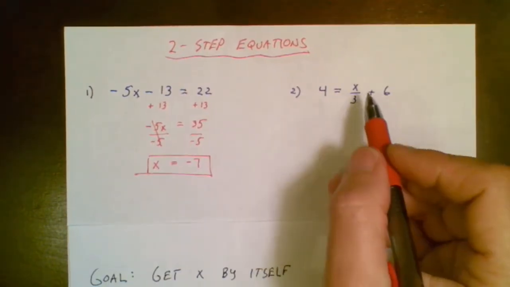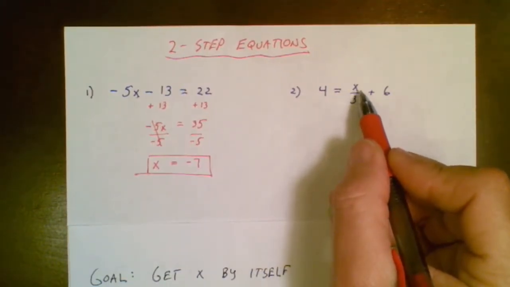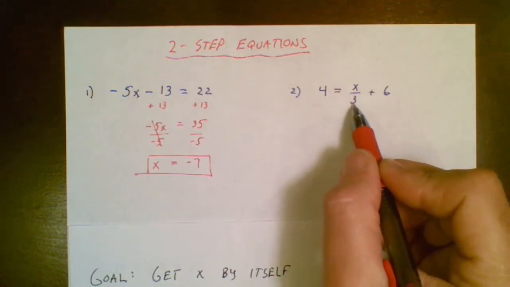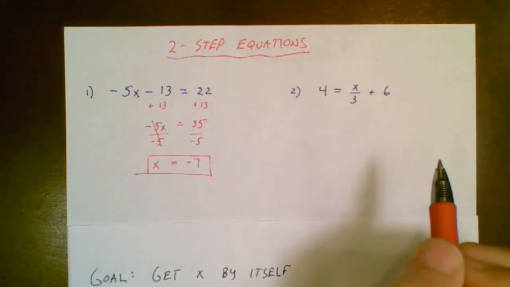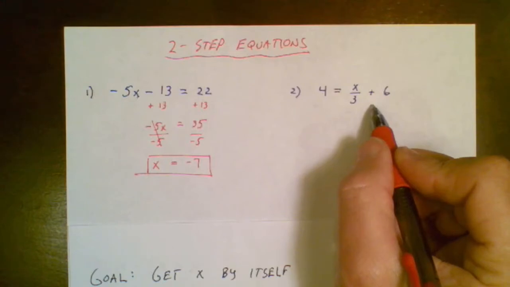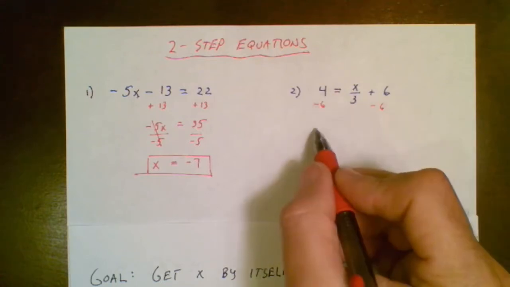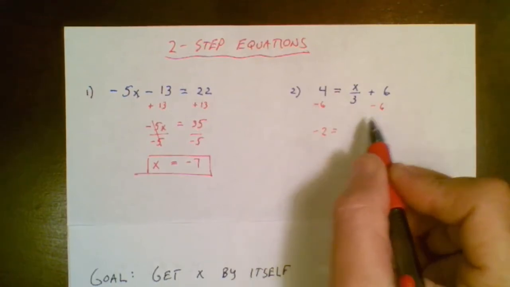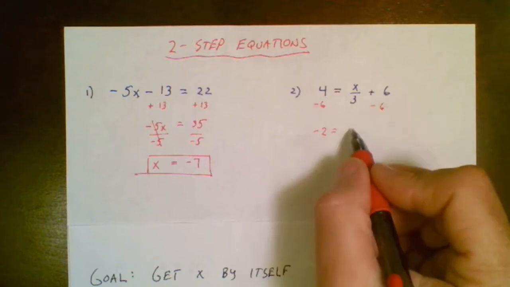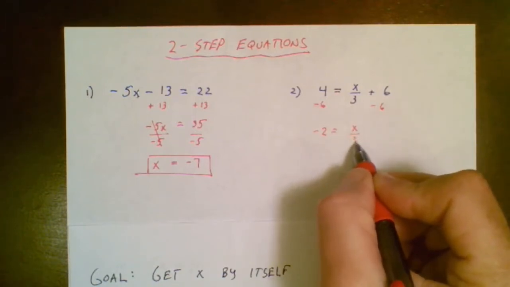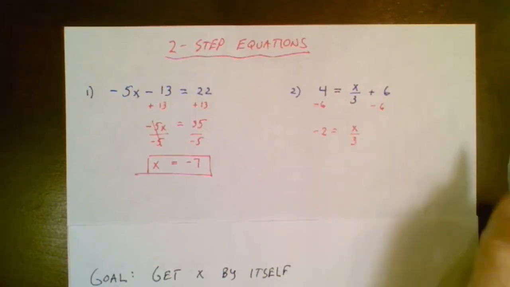Let's go to number 2. My goal is to get x by itself. I need to get rid of the divide by 3 and the plus 6. I start with what's furthest away from the x. That's the plus 6, so I subtract 6 from each side. 4 minus 6 is negative 2. 6 minus 6 is 0, so the only thing I have left on the right-hand side is x over 3.